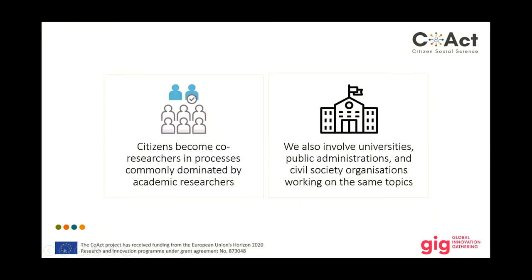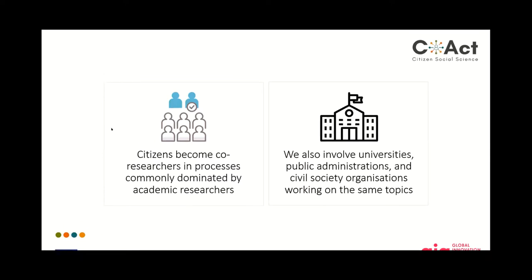What we find very interesting about the project is how we are doing it. Within our R&I actions, on the one hand, we have groups of citizens facing or sharing a social concern, becoming core researchers in processes that are commonly dominated by academic researchers. Therefore, we recognize citizens as in-the-field competent experts, as they are the ones experiencing and facing these issues. On the other hand, we also involve universities, public administration, and other civil society organizations that are also working on the same topics. So the idea is to bring together these different actors who are very relevant to actively participate in the research process. This can go from the design to the collection of data, to the interpretation of the results, and even to the transformation into concrete actions.